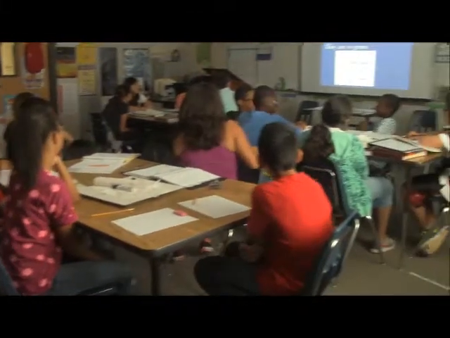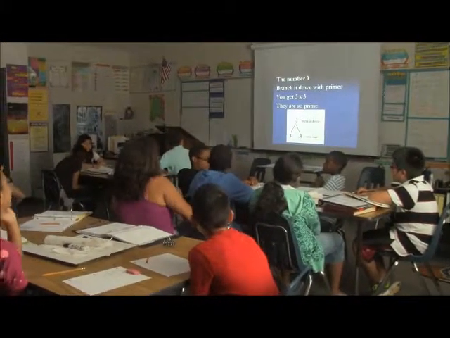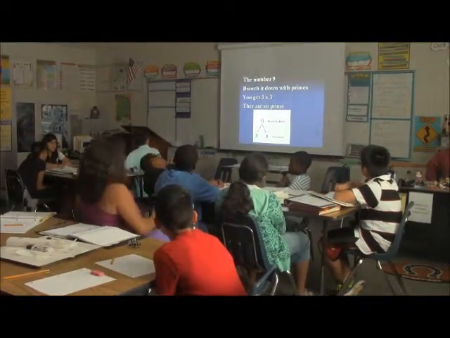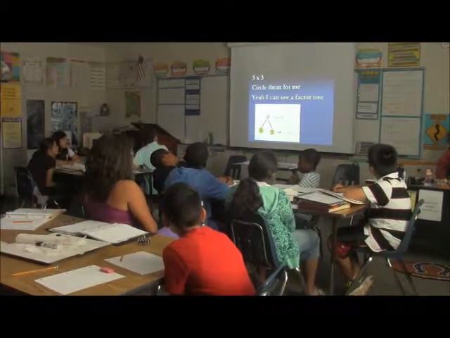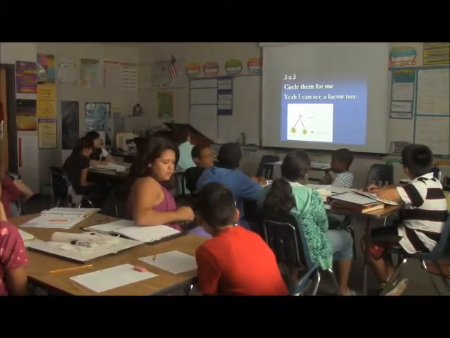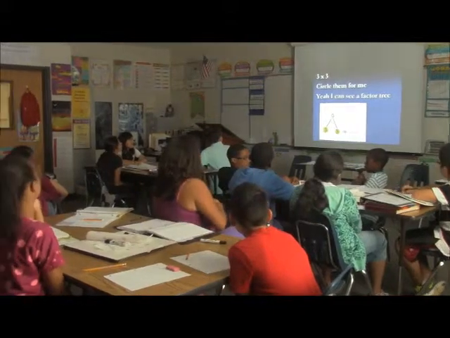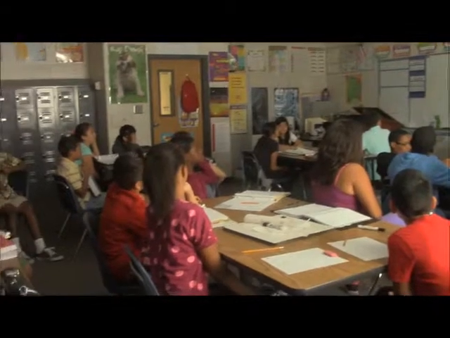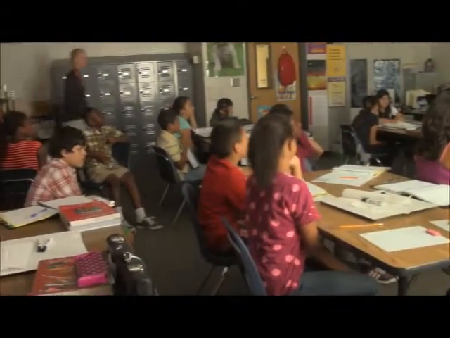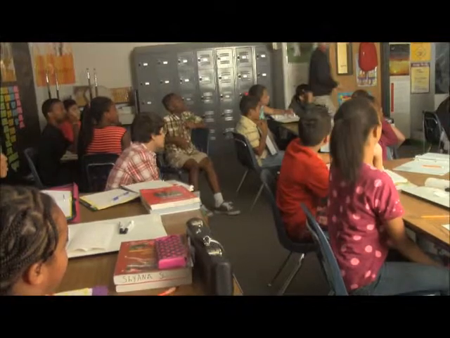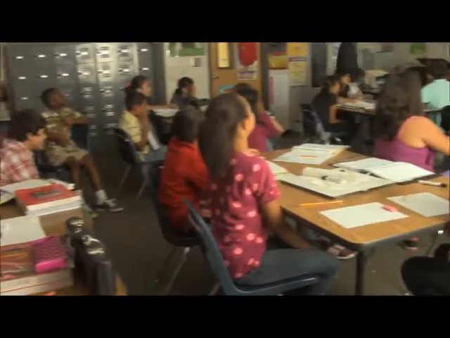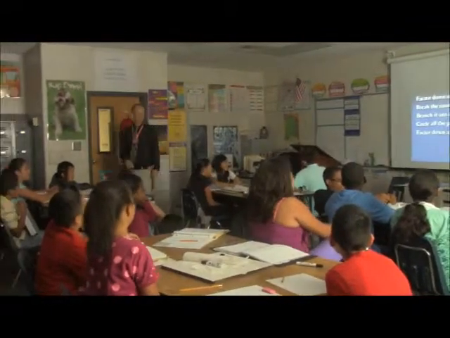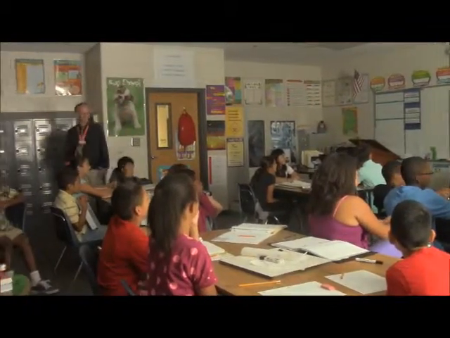Number 9, branch it down with primes. Is it 3 times 3? They're also prime. 3 times 3, circle them for me. Yeah, I can see a factor tree. Factor down the tree. Break the number down for me. Branch it out to 2s and 3s. Come on, you guys. Circle all the primes for me. Factor down the tree.